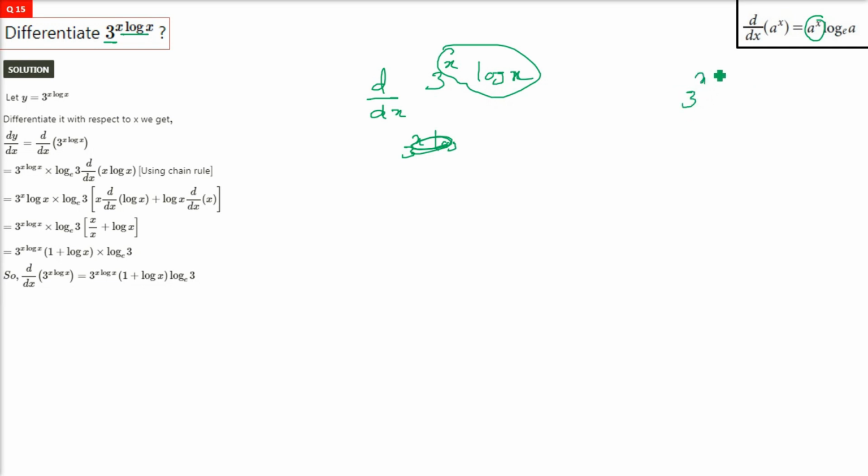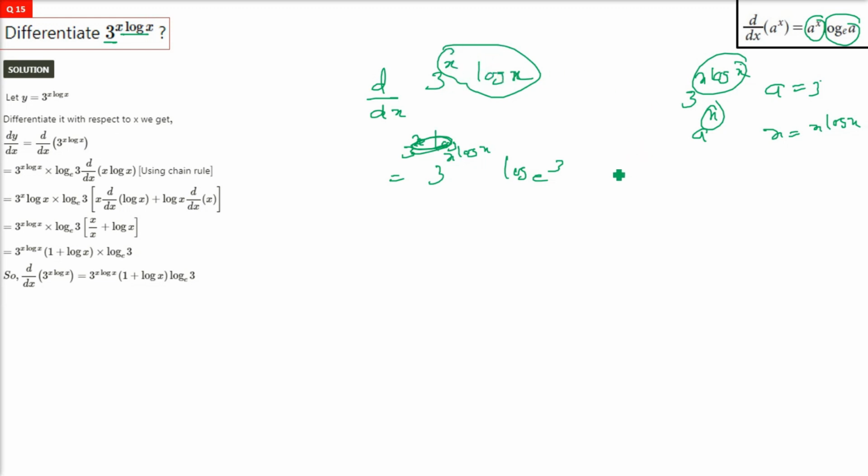Alright. So now I am comparing 3 to the power x log x with a to the power x. A is 3, x is x log x. So just use this formula, and this is the first step as I just indicated. So it will be 3 to the power x log x, and then log e a, log base e and 3. So this differentiation, but we have x log x also.